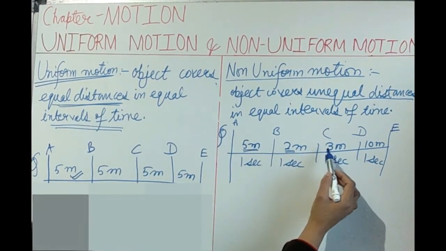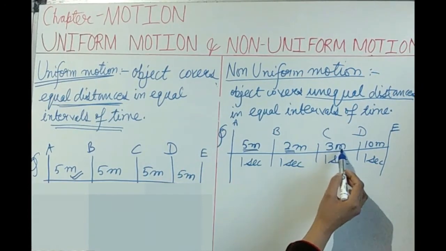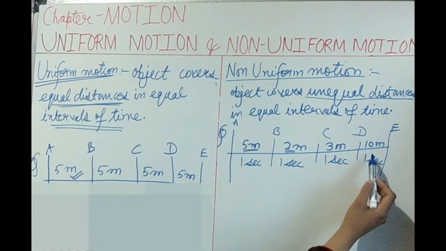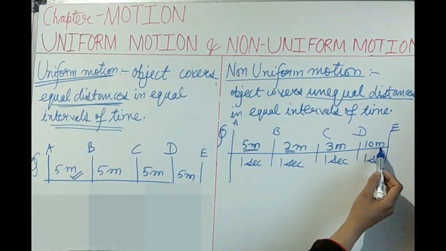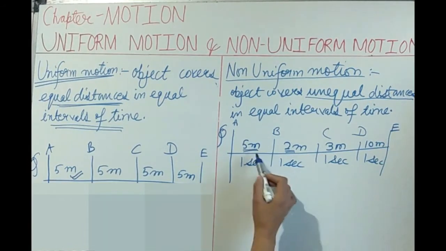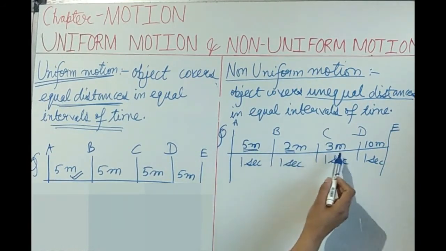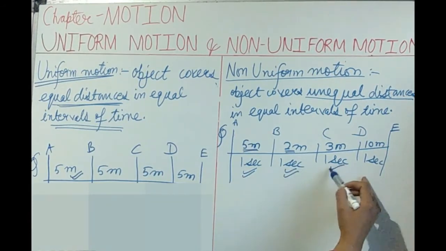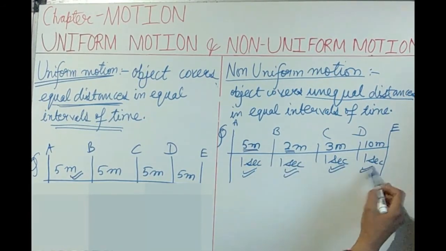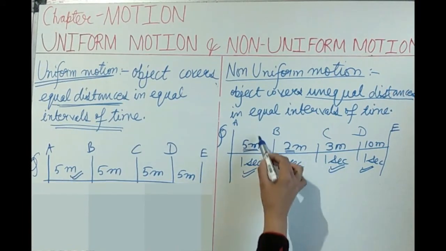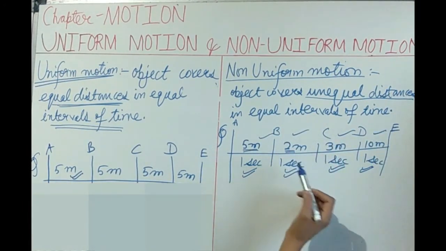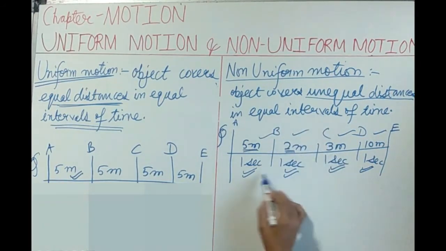Both of these distances are not equal. Then from C to D, the distance is 3 meters and the time is 1 second. He is covering 3 meters of distance in 1 second. And in another 1 second, he is covering 10 meters of distance. So you can see here the distances are not equal to each other, but the time intervals are 1 second between all these points. So the time intervals are the same, but the distance covered is not the same. It is unequal. So we will say that non-uniform motion has occurred.